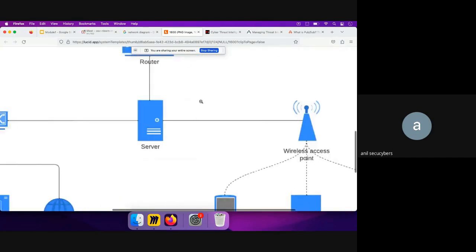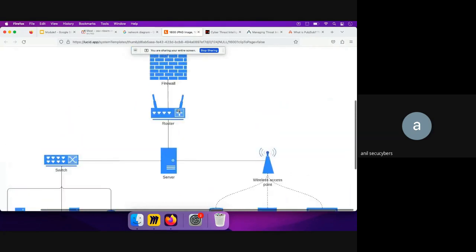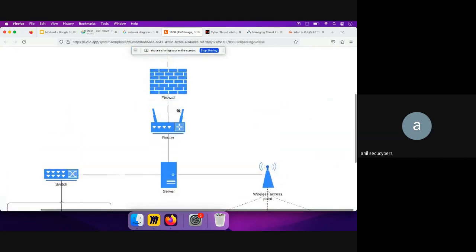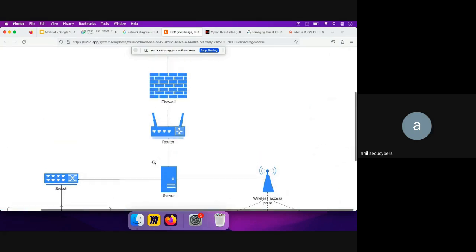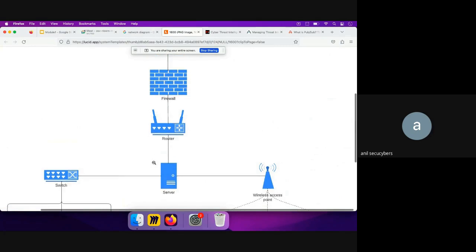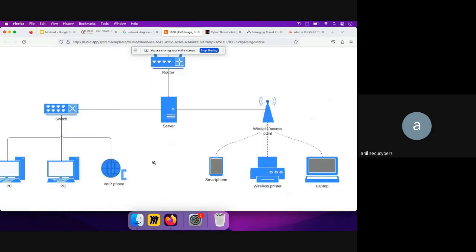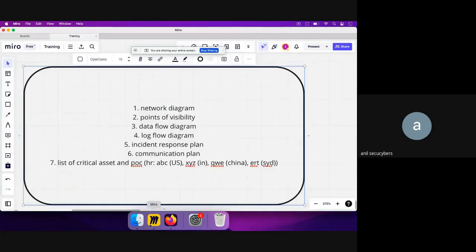Like what are the different taps that you can use here to get a full idea of what kind of network traffic is flowing through any kind of network architecture. So this is what I mean by point of visibility. Okay. So any further questions on these 7 points?